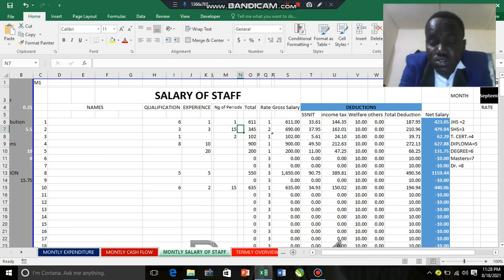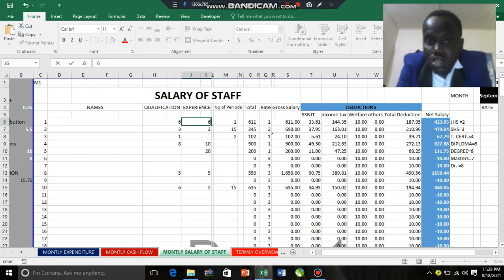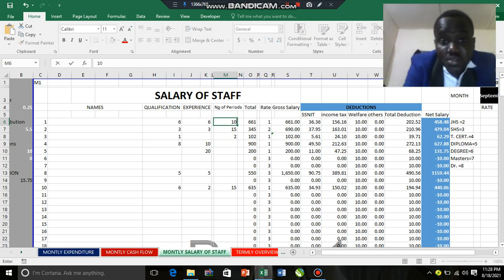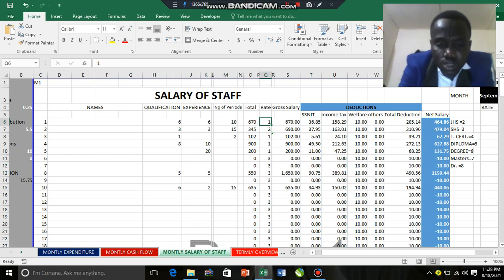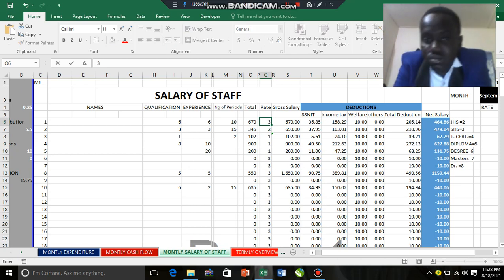His level of experience also, maybe he decided to stay for a long time, so it increased from 1 to 6. Let's see what happened to his salary. It increased. Then the number of periods, also he takes up 10 periods. Let's see what happened. The salary keeps rising. Then he decided not to only teach, but be involved in co-curriculum activity, then take up administrative responsibility.